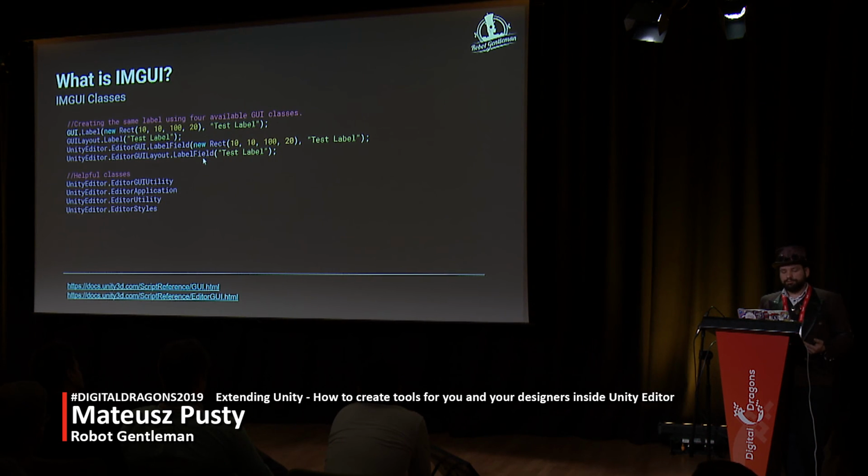And all of these methods produce the same thing. Both produce the test label, at the same coordinates. And we can also use some helpful classes like EditorGUIUtility, ApplicationUtility, and styles that basically are methods and functions that Unity already provided for us to make our work with Editor a little bit easier.